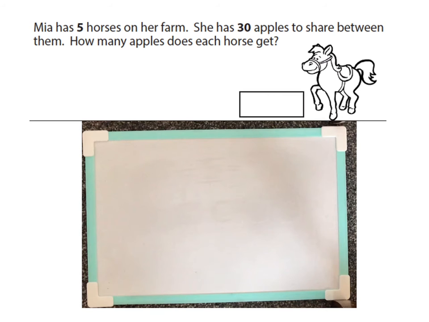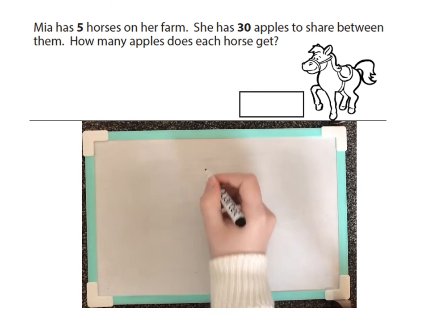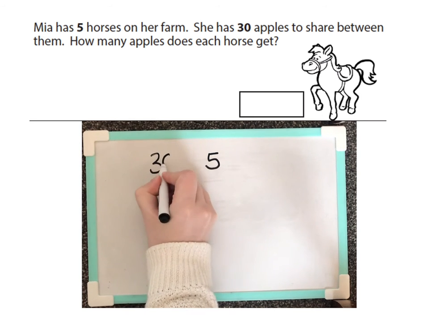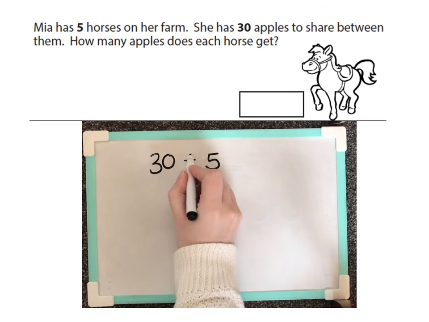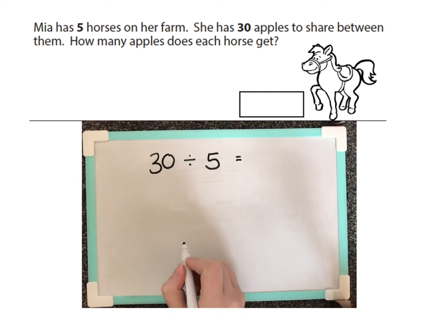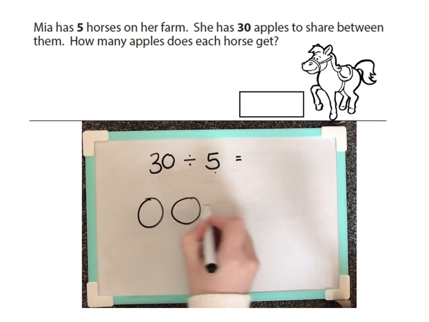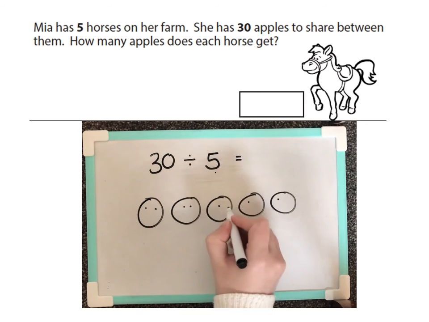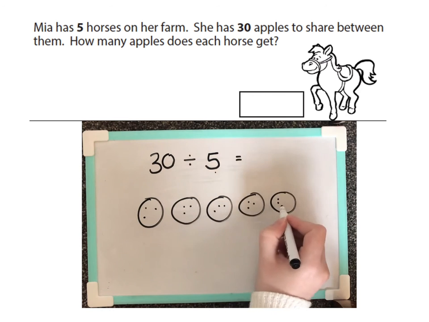Mia has 5 horses on her farm. She has 30 apples to share between them. How many apples does each horse get? Alright, I've seen the word each there again, which means that we're going to be dividing, and I can spot the two numbers that I will be working with. Let's have a check again. Mia has 5 horses and 30 apples to share. Share is another keyword. So we always need to do dividing when we say sharing. So 30 divided by 5.